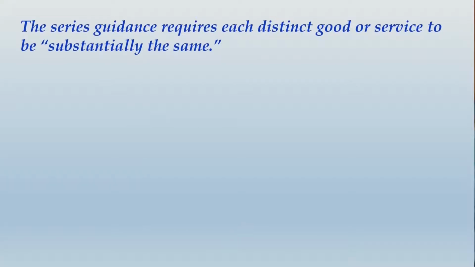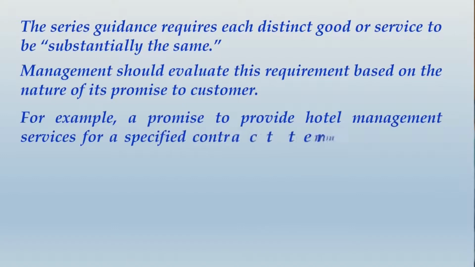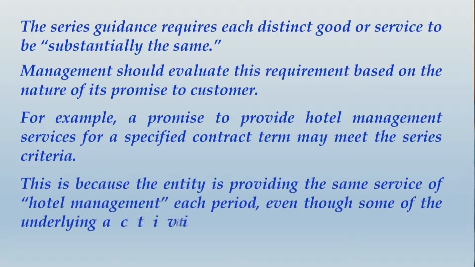In your answer, you will first mention that the series guidance requires each distinct good or service to be substantially the same. Management should evaluate this requirement based on the nature of its promise to the customer. For example, a promise to provide a hotel management service for a specified contract term may meet the series criteria. This is because the entity is providing the same service of hotel management each period, even though some of the underlying activities may vary each day. So friends, do one thing, write up this part of the answer and then I take you ahead.